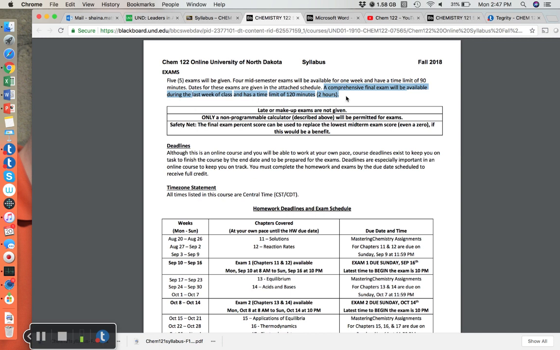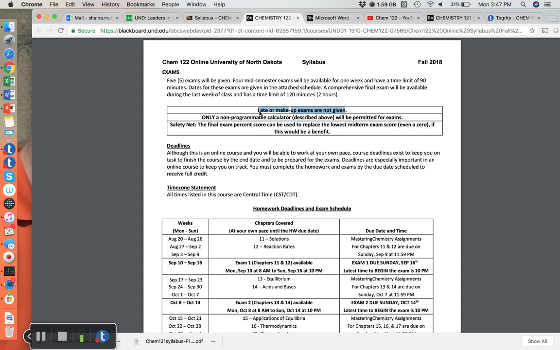All of the exams this semester will be multiple choice exams. So all of the midterms and the final will be multiple choice. Important policies here: I cannot give late exams and I cannot give makeup exams. You only get 1 attempt for each exam, and if you have to miss an exam for any reason, please let me know as soon as possible.